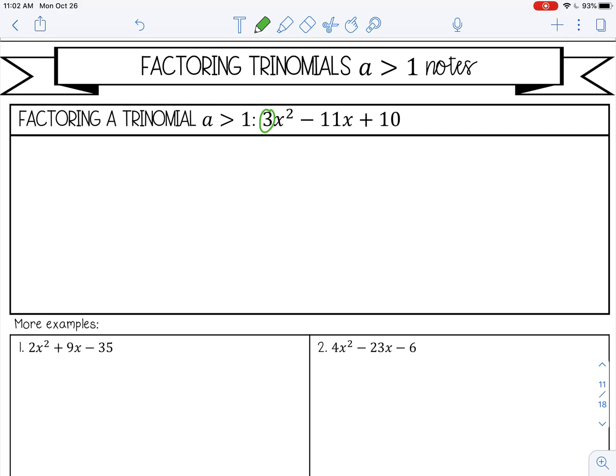So the first thing you want to do here is always check for a GCF. And that's with any factoring problem. Always check for a GCF first. This one does not have a GCF. There is no number that will go into 3 and 11 and 10 evenly, so we're good on that.